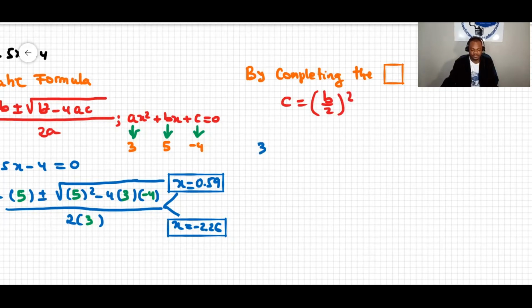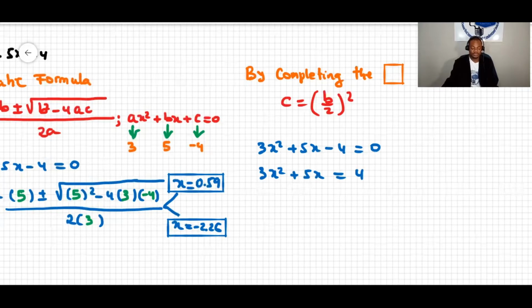The question is 3x squared plus 5x minus 4 equal to 0. First of all, we need to get rid of this number, -4. So we're going to move it over to the other side of the equal sign. So now this will be 3x squared plus 5x equal to 4.